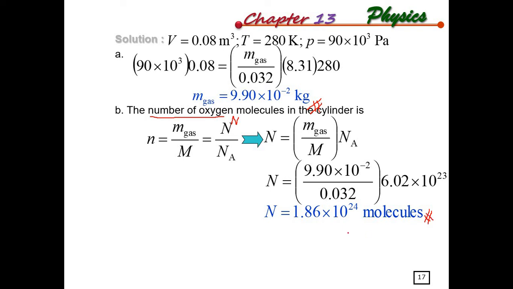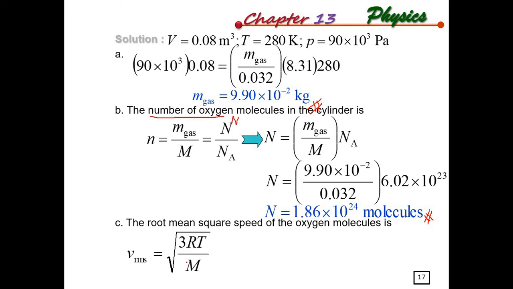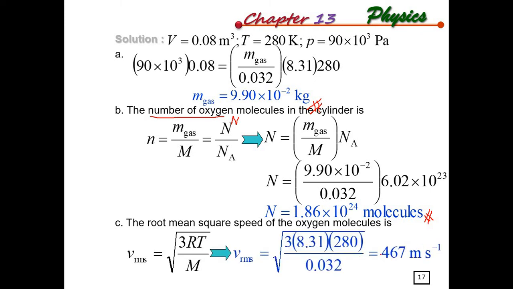Now the last one, question C, we need to determine the root mean square speed of the oxygen molecules. So we use the equation v rms equals the square root of 3RT over M. Just substitute the numbers in the equation, then we have the answer: 467 meter per second.